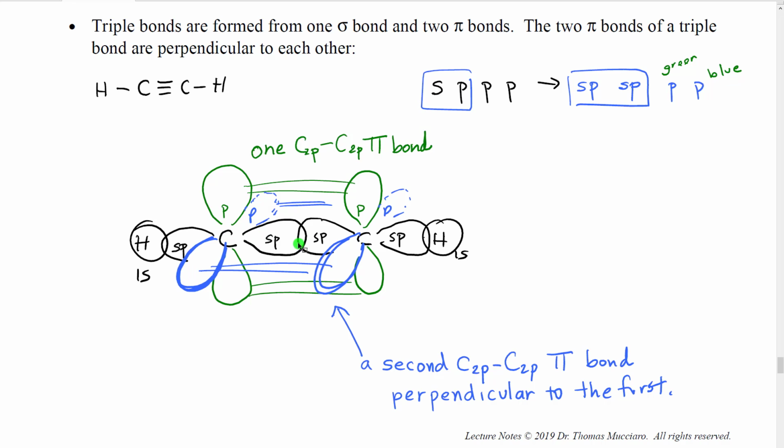Okay, so now we bring the two atoms together. We make a single bond. That's our sigma skeleton in the middle. We then overlap the green p orbitals side to side. That makes one pi bond. And we overlap the blue p orbitals. That makes a second pi bond. So now we have a total of black bond, green bond, blue bond. 3 bonds. That's how we make a triple bond.